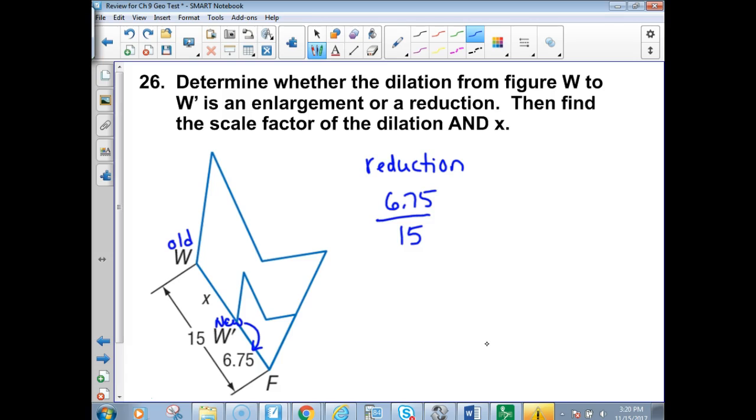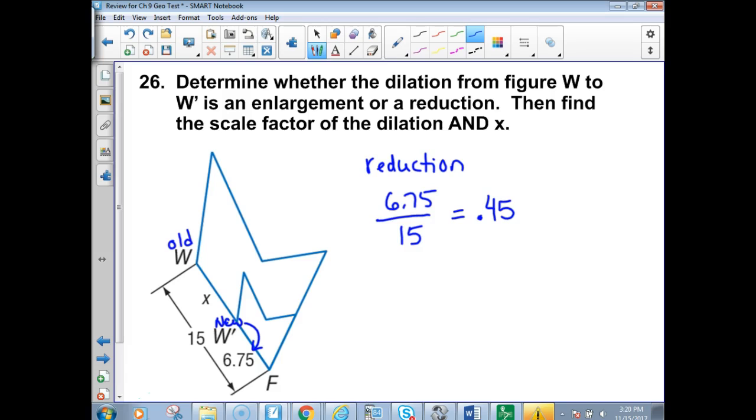All right, and you're going to need to use your calculator. If you type 6.75 divided by 15, you're going to get 0.45. All right, now, I might not have that as an option. What if I want a fraction? How does your calculator fix that for you? Remember the buttons? Math, enter, enter, okay?